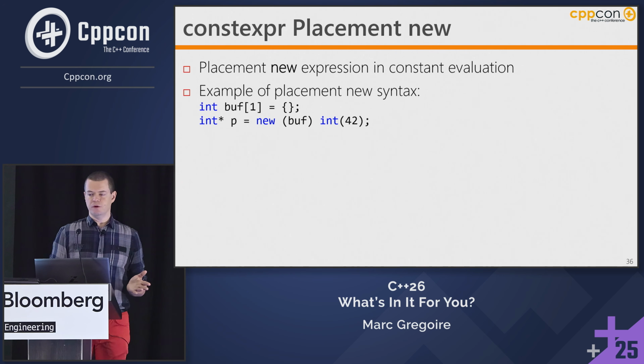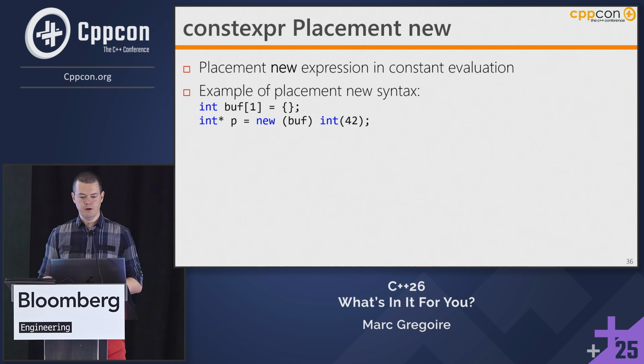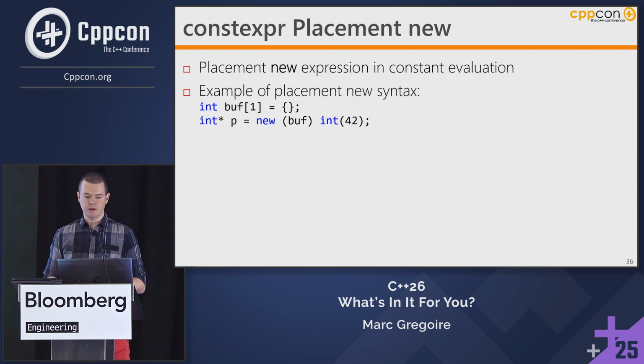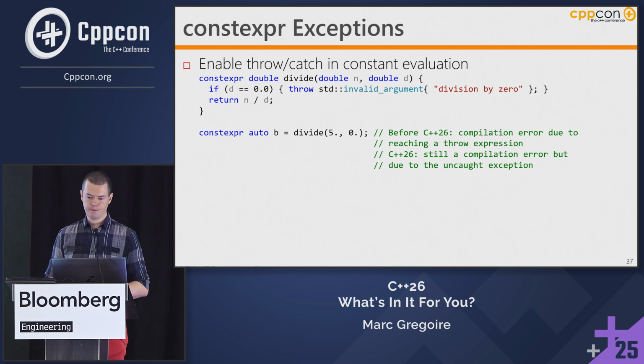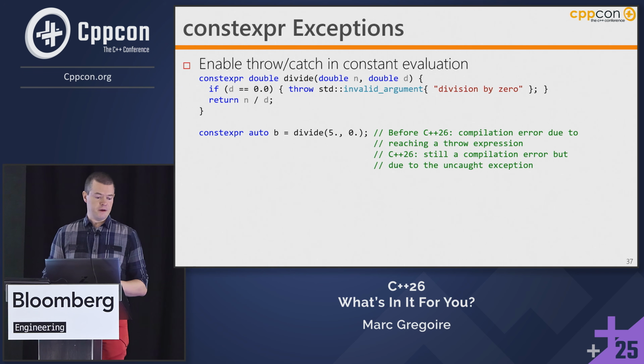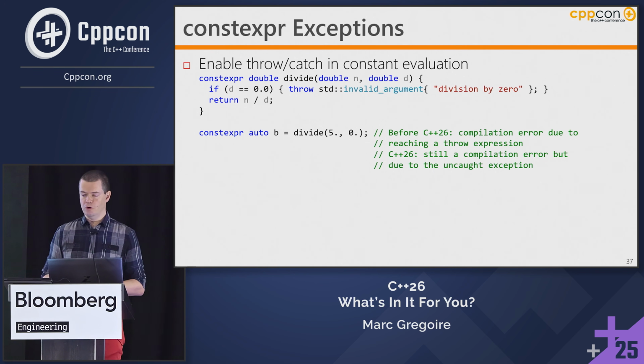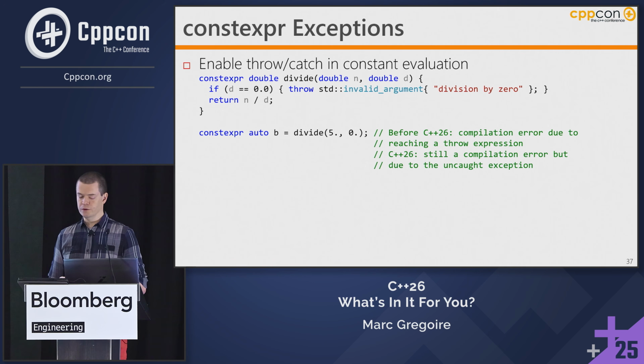Next, it's now possible to use placement new in constexpr, in constant evaluation. Just as a reminder, this is the syntax of placement new. Bigger is that it's now allowed to throw and catch exceptions during constant evaluation.